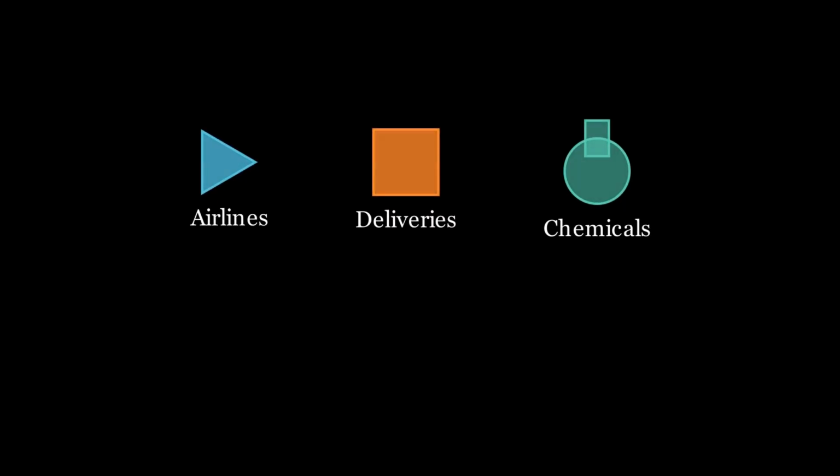Today, whether airlines are scheduling flights, delivery companies are routing packages, or factories are mixing chemical formulas, they all use this exact math to minimize their cost and to maximize their profits. So how does it actually work?